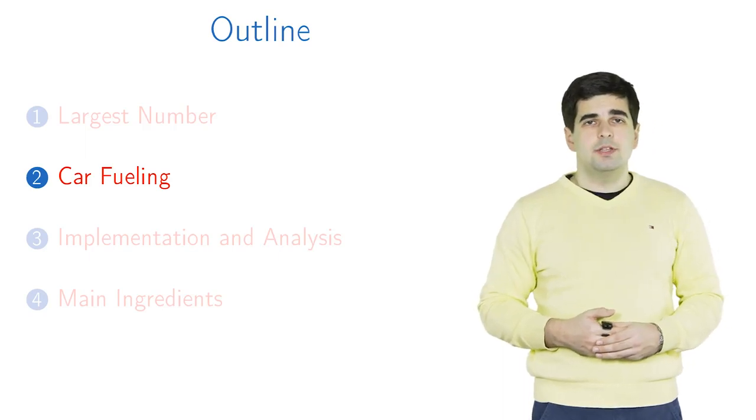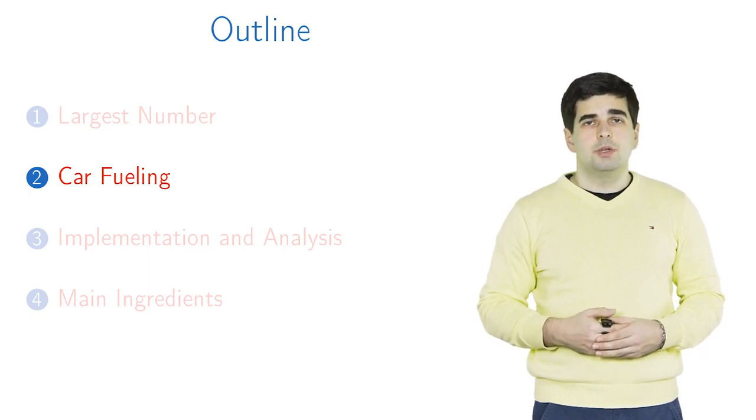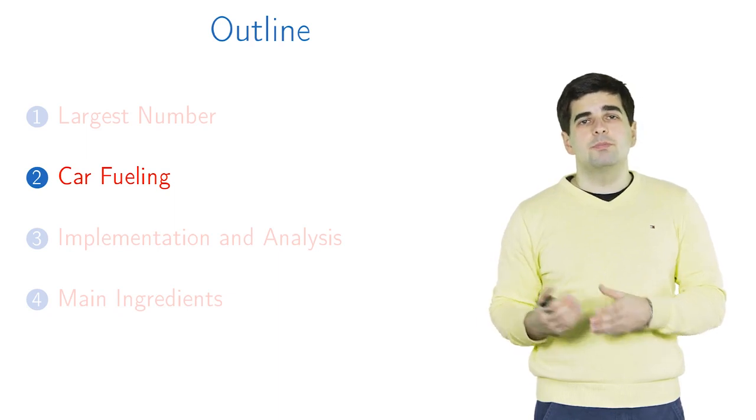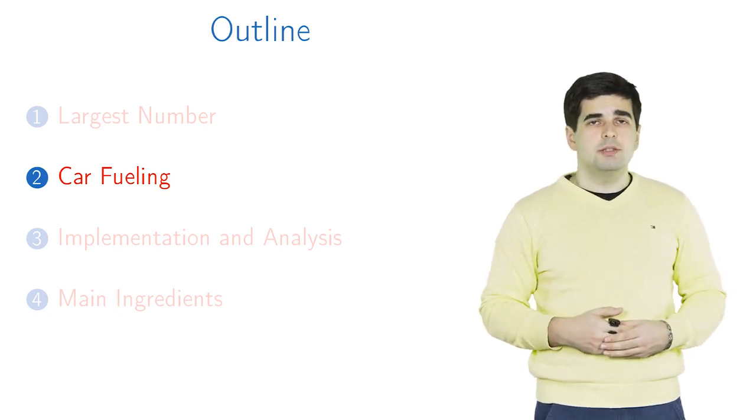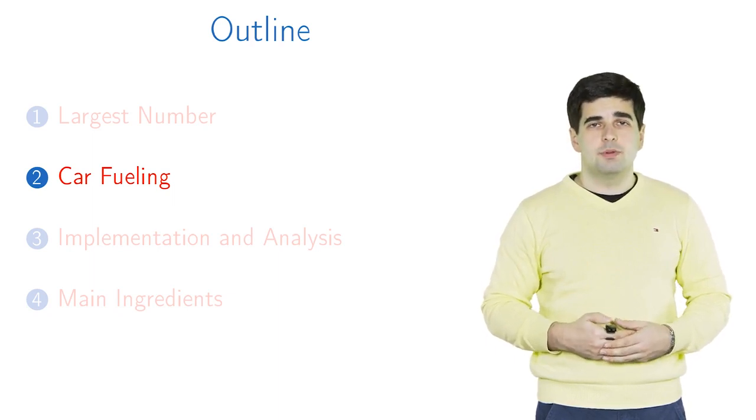Hi! In this video, we will consider the problem to find the minimum number of refills during a long journey by car. You will see the similarities between this problem and the largest number problem from the previous video. By the end, you will be able to describe how greedy algorithms work in general and define what is a safe move and a subproblem.